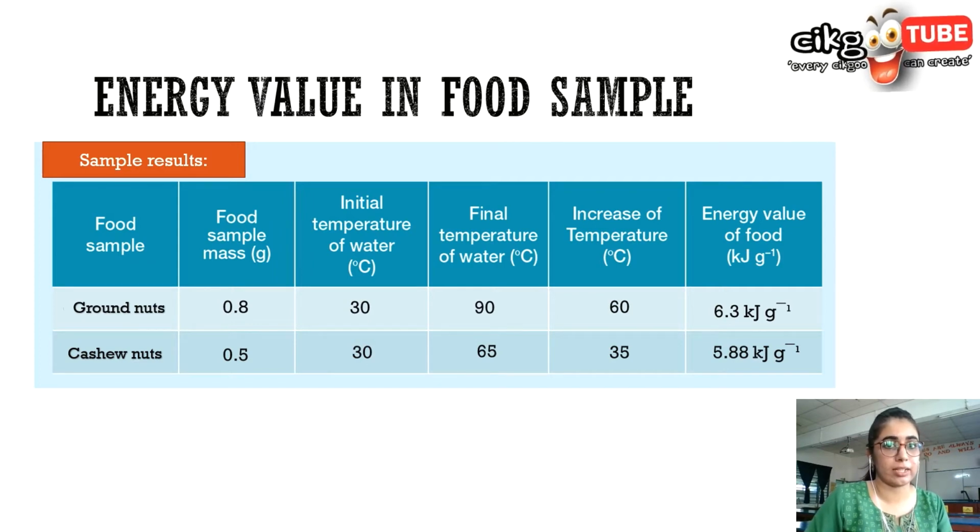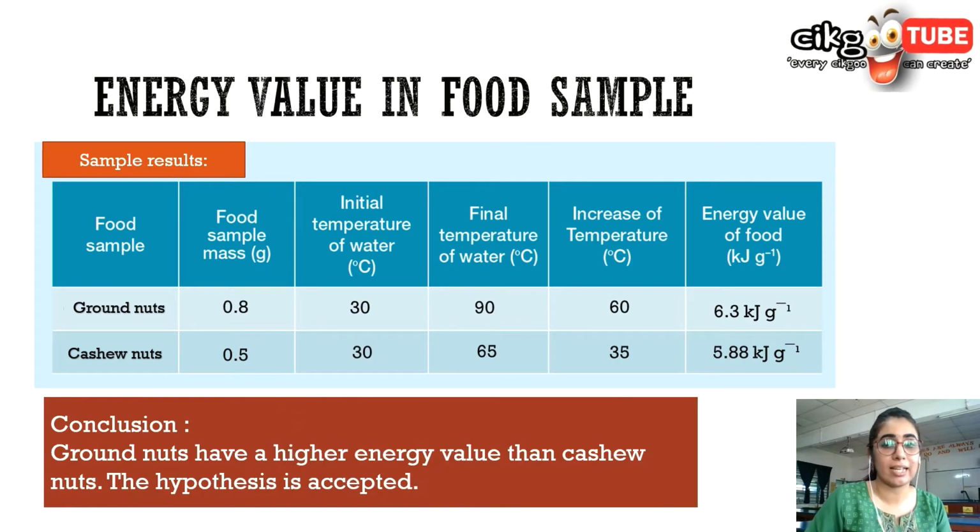So you can calculate, and the assumption that we can make from this experiment is that all energy released from the burning of a sample is converted into heat energy and absorbed by the water in the boiling tube. There is no loss of heat to the environment, and heat absorption by the boiling tube can be ignored. So the burning of the nuts is actually complete. The conclusion is that groundnuts have higher energy value than cashew nuts. So the hypothesis is accepted.